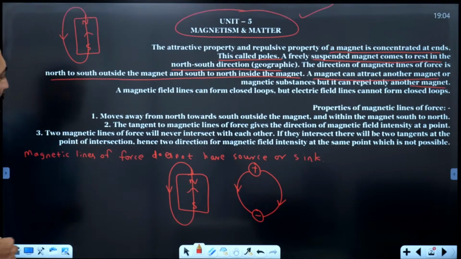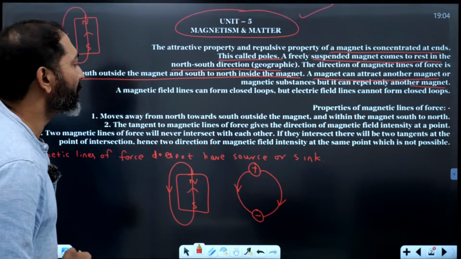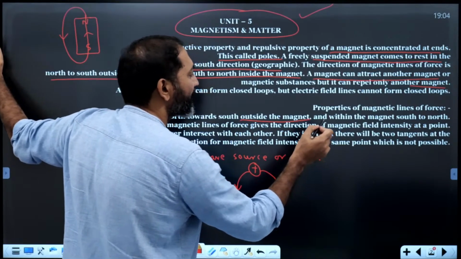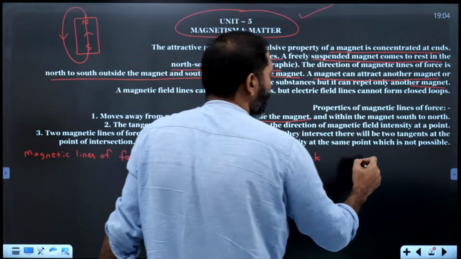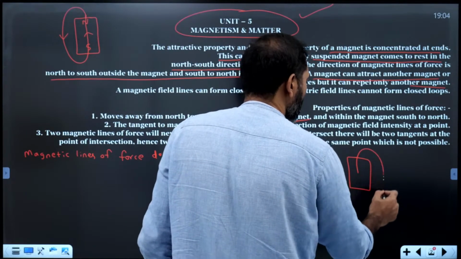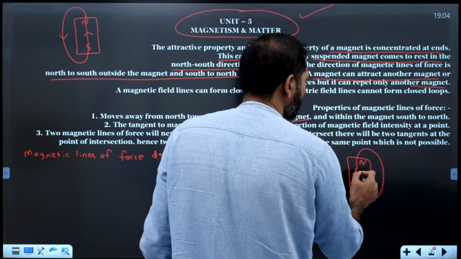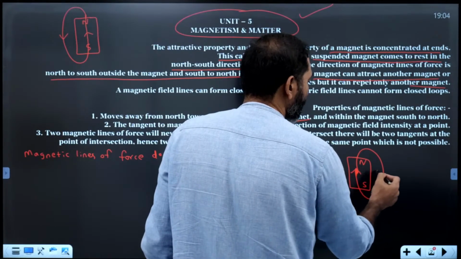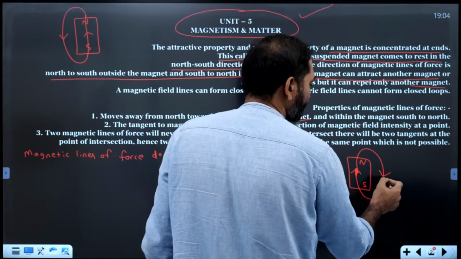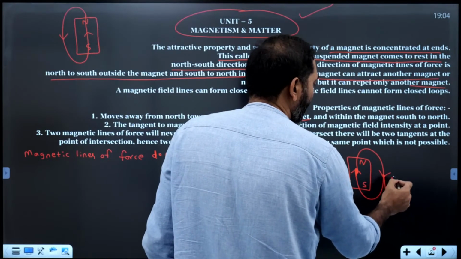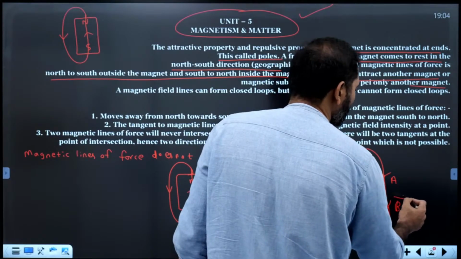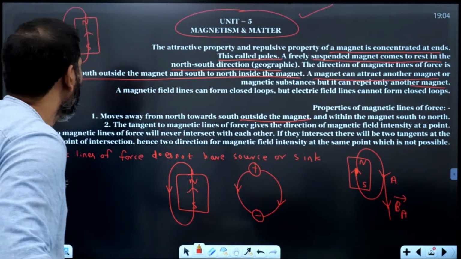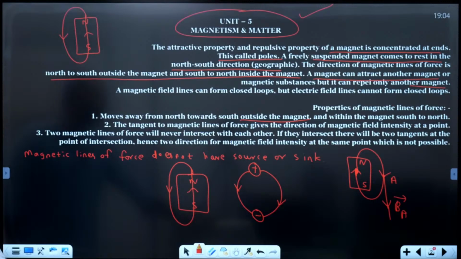Properties of magnetic lines of force: they move away from north towards south outside the magnet, and within the magnet from south to north. Now the tangent to magnetic lines of force. Suppose this is a magnetic line of force, this is north, this is south. Suppose this is point A and I draw a tangent here. The tangent to a magnetic line of force gives the direction of the magnetic field intensity at a point.